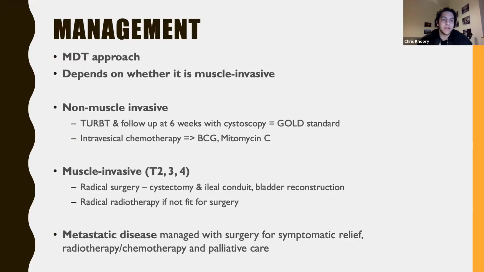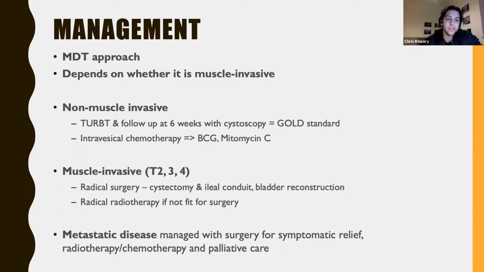Management of bladder cancer. So it's an MDT approach, as with prostate cancer. And really, management depends on whether or not it's muscle invasive. So if it's not muscle invasive, the gold standard is a transurethral resection of a bladder tumour, or a TURBT, and usually follow up at around 6 weeks with a cystoscopy to see if it's resolved.